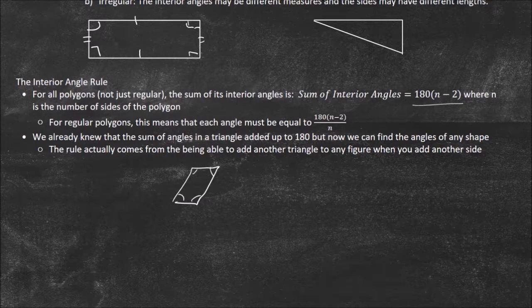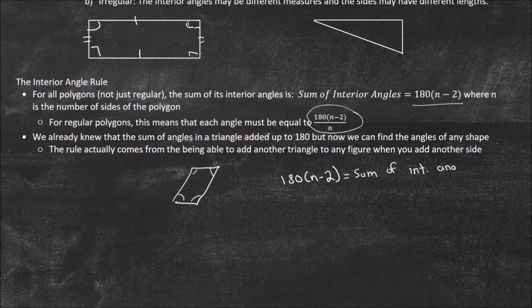For regular polygons, and this is an important rule, each angle has to be equal to 180 times n minus 2, divided by n. Let's break down what we're saying. We just said 180 times n minus 2 is the sum of interior angles. And think about what a regular polygon is. A regular polygon means all the angle measurements are the same. So to find the angle measurement at any one vertex, I'm taking the sum and dividing by the number of sides, where n is the number of sides. That's what the angle has to be, because all the angles have to have the same measurement.